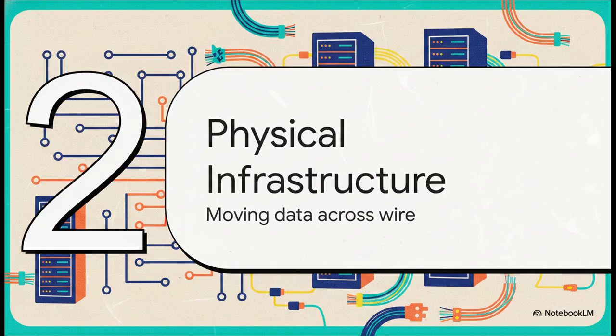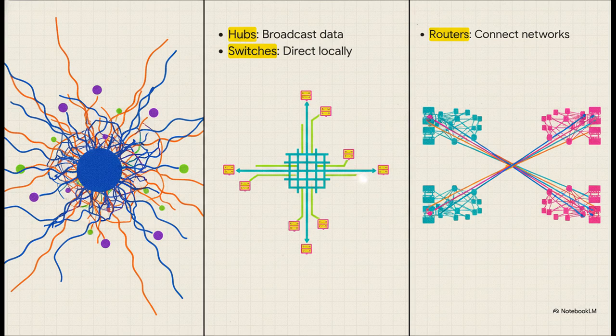Moving right along, let's step up to Pillar 2, Physical Network Infrastructure. How do we actually move this data across the wire? Let's meet our physical traffic directors. First up, hubs. These are basically the noisy neighbors of the 90s. Mostly obsolete now because they just blindly broadcast everything to everyone.